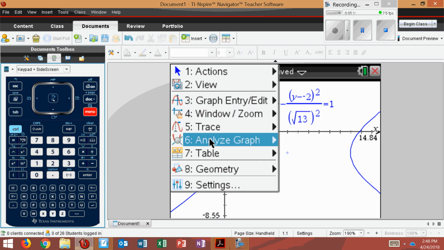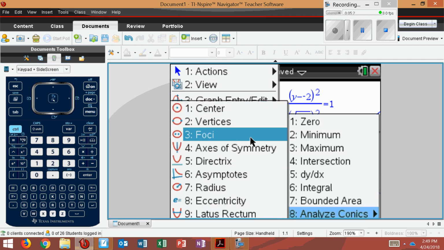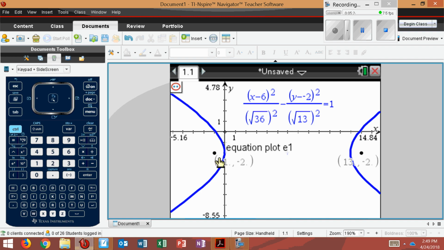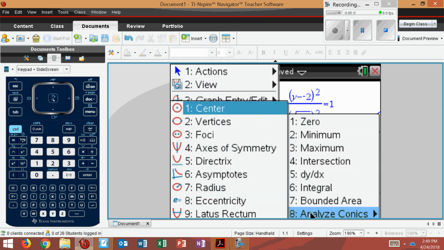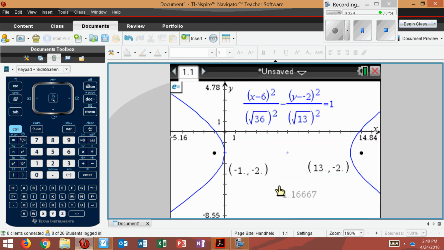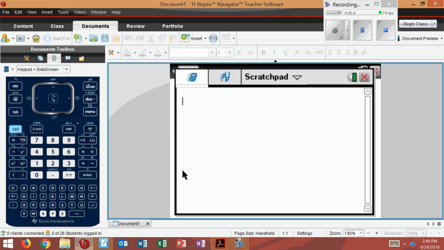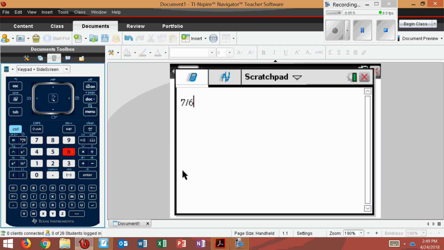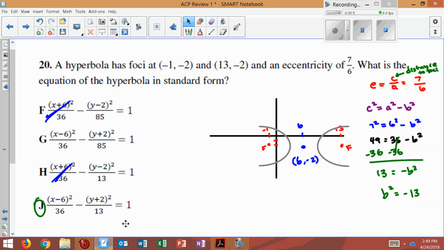We go to Menu, Analyze Graph, Analyze Conic, and we're going to choose Foci. When I highlight it and click Enter, you see the two points, (-1, -2) and (13, -2), which is exactly what we had. We can also go to Menu, Analyze Graph, Analyze Conic, and choose Eccentricity. When I highlight it, it gives me my value. Now this says 1.1667. We need it to be 7/6. If I go over to the calculator, I can do 7 divided by 6. I'll put a decimal point so it gives me a decimal, and we see it's the same value. So that is, in fact, the right answer. It's J.